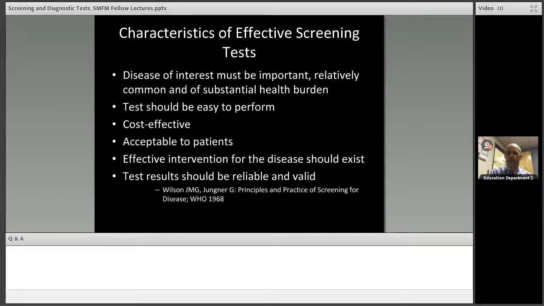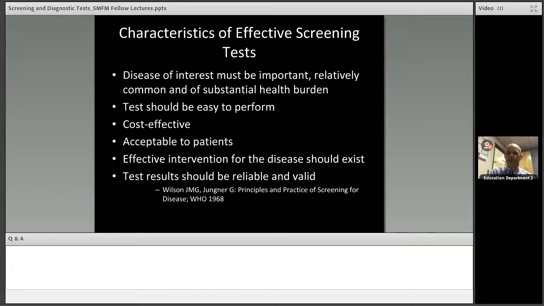So there are characteristics of an effective screening test that have been proposed by the WHO since 1968, and these have been refined over the years, and these include the following characteristics. The disease of interest must be important, meaning that it must have some clinical burden as well as public health burden that makes it of relative importance to be screened for. It should be easy to perform. Sometimes this can be a problem to achieve.